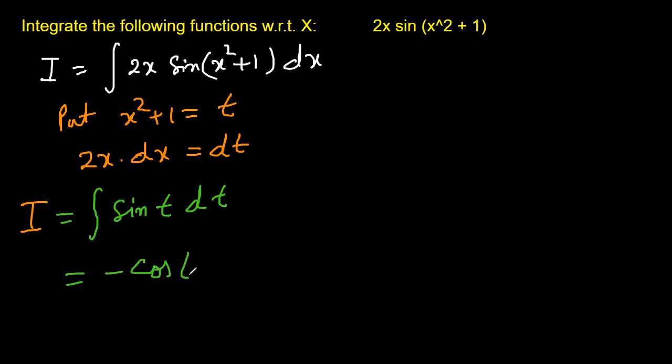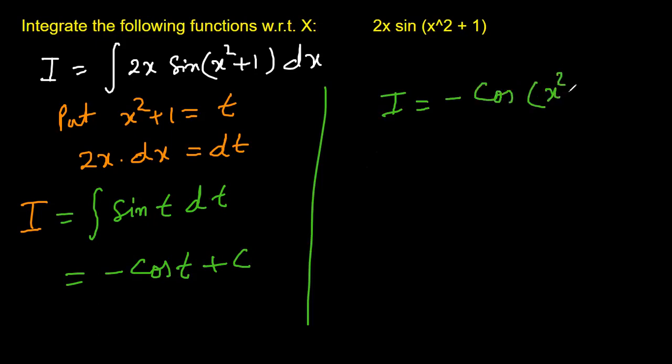We have seen that in the previous question, plus c, of course. Now we retain the value of this t. So we say therefore I is equal to negative of cos(x squared plus 1) plus c. Isn't it easy?